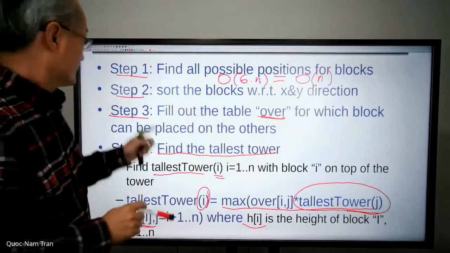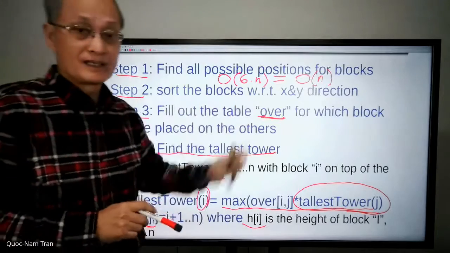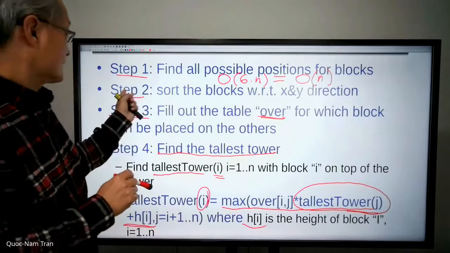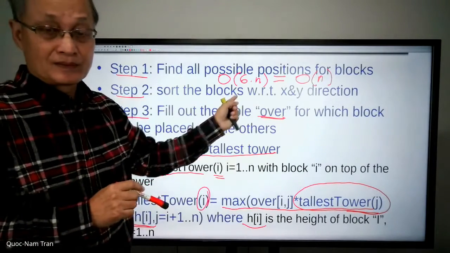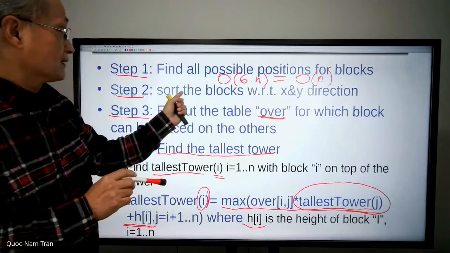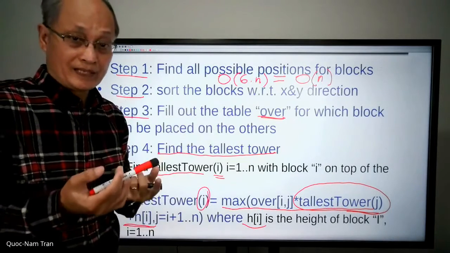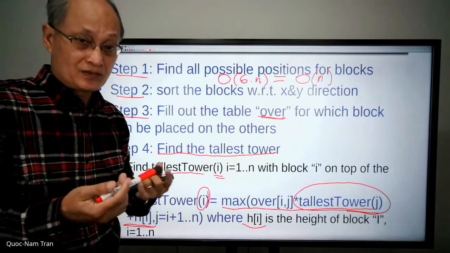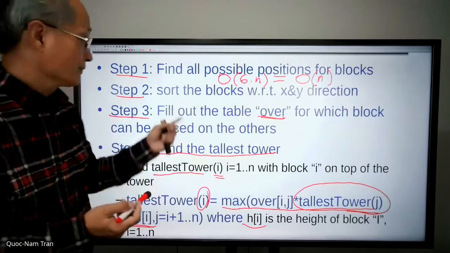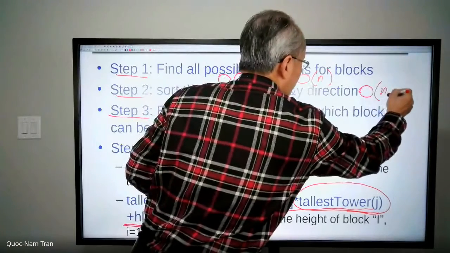Okay. Now, step 2, sort the blocks. What would be the complexity for this? For step 2, all possible positions, you have big O n, right? For sorting, we can choose either quick sort or merge sort. You have n log n, right?